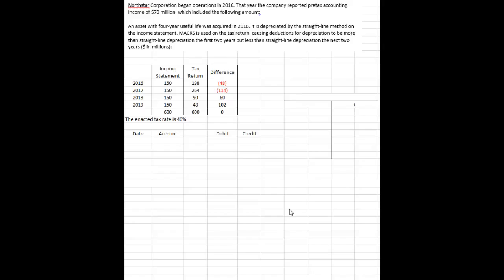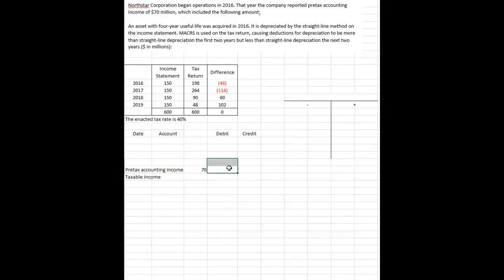So when we have an issue where there's a taxing difference between book and IRS taxable income, we've got to reconcile the two, and we do that by first outlining what we call the pre-tax accounting income. And the problem tells us right up here it's $70 million. And then we would also want to know what the taxable income is. And they don't tell us that.